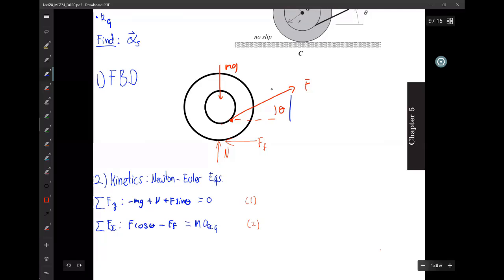And this is our second equation. And now the moments. So where do you guys want to take moments? Do we have choices here?